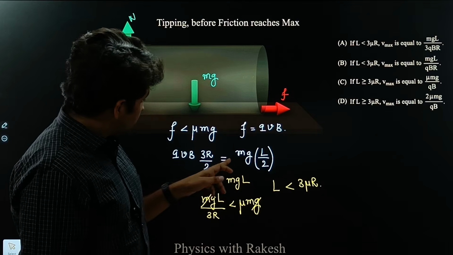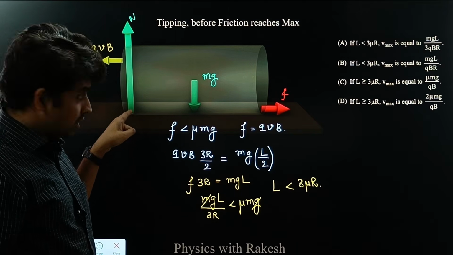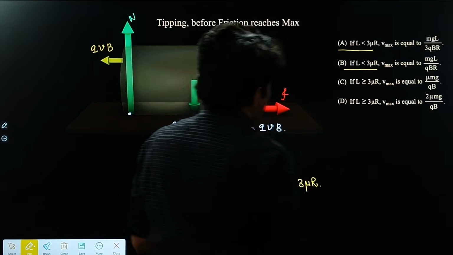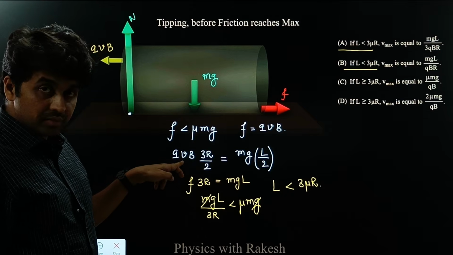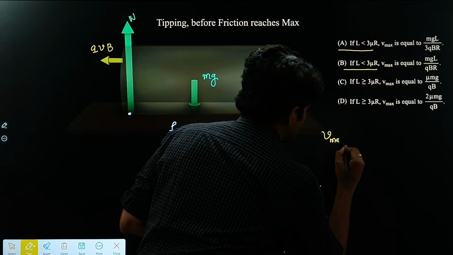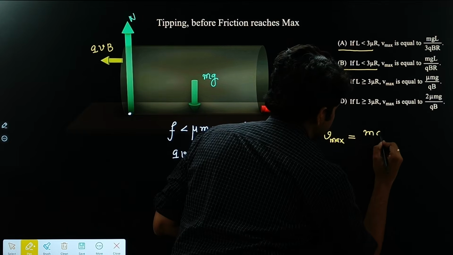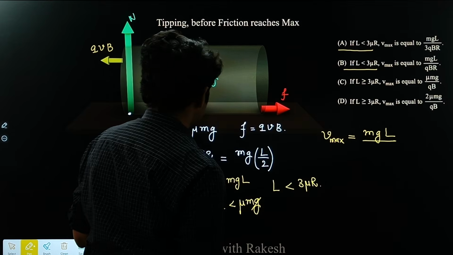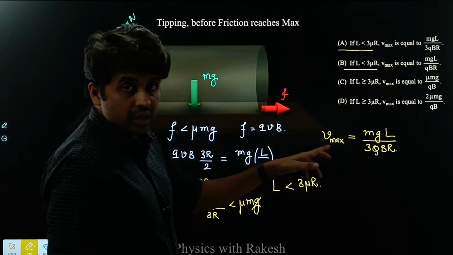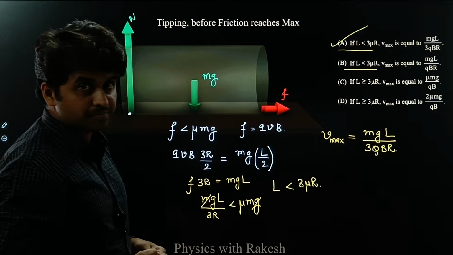So for this case, what will be the V maximum? At this condition, V will be maximum, right? So we are looking at L less than 3 mu R. And from here, we can see what will be the V. This will be the maximum, right? So V max will be equal to mgL divided by 3QB. So you can see here this A will be the correct option.